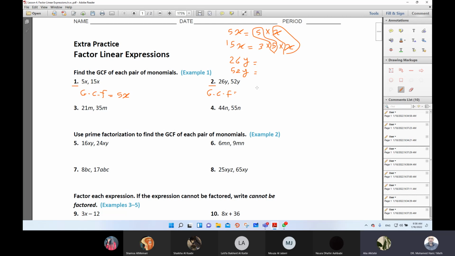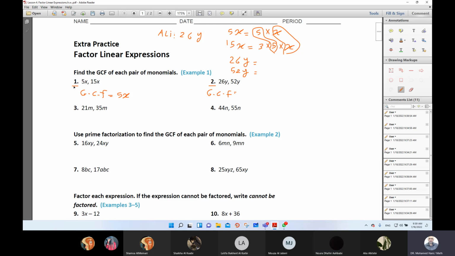Mister, my answer is 26y. Your answer is 26y? Okay, thank you, Alia. This is Alia's answer. Okay, who has a different answer? Mister, I didn't understand question number one.